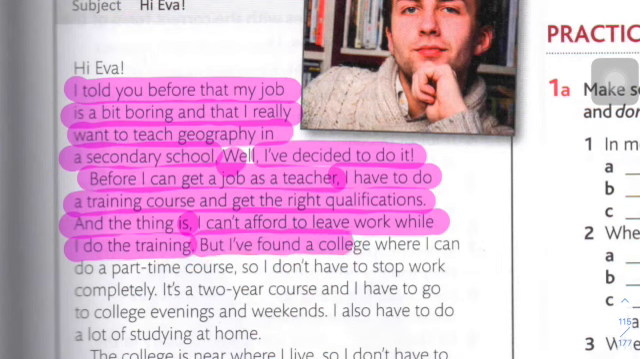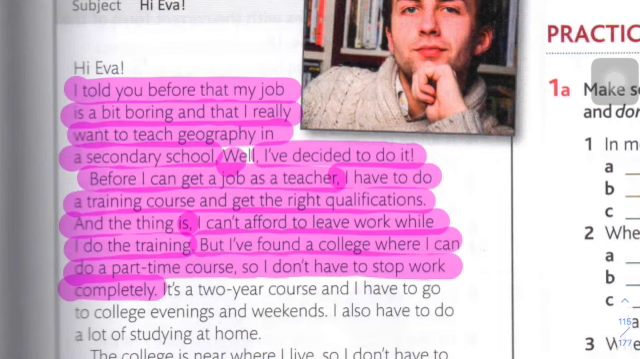But I have found a college where I can do a part time course so I don't have to stop work completely. This happened to many people. Probably you want to study, but you don't have the time to do it. So you have to sometimes ask for permission. If you're lucky, you're going to obtain that permission from your employer, and you will have to study in the evenings or at the weekends.